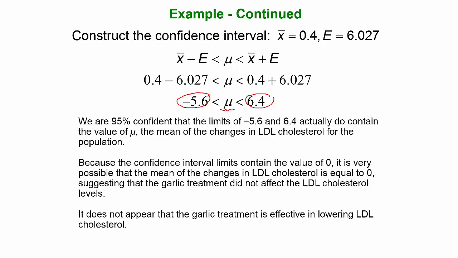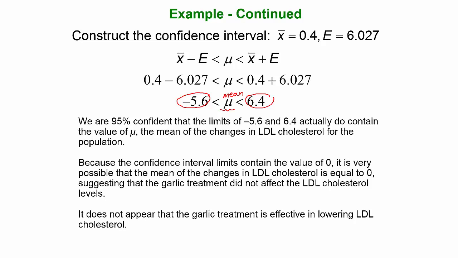Notice we have mu in the middle because this is the estimate for the mean. Also notice I didn't round to 3 decimal places. We only have to do that for proportions. When you have a mean, you can round to the nearest tenth if you'd like.